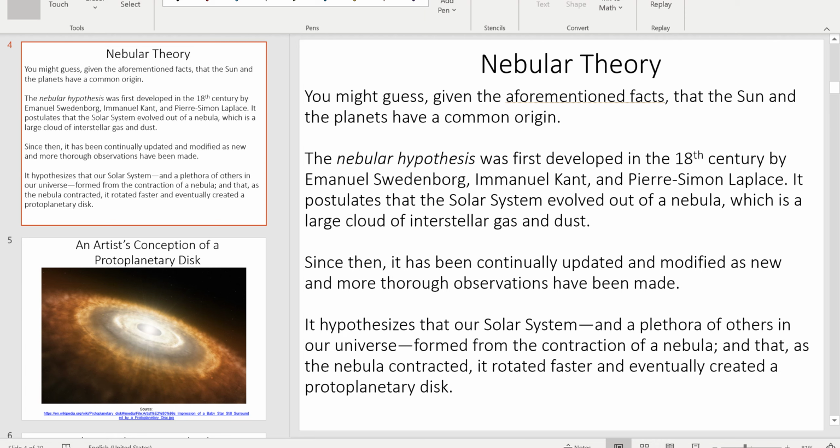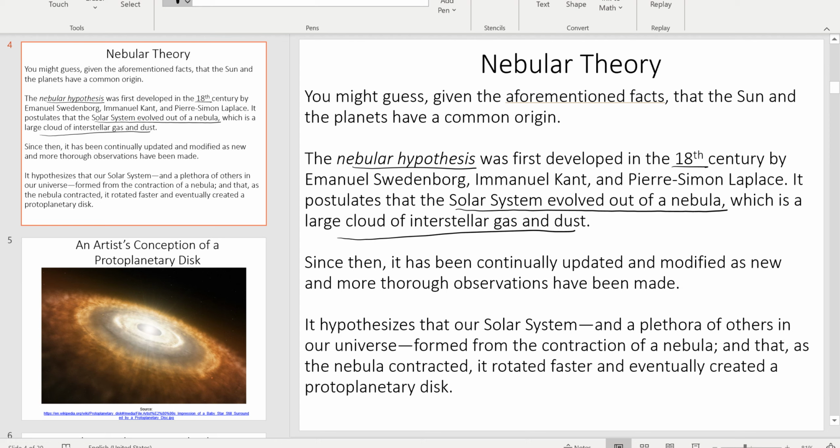The nebular hypothesis actually is rather old. It comes really from the 18th century, but it's been modified over time because our understanding of the solar system has improved a lot since the 18th century, as you might guess. And the idea is that the solar system evolved out of a nebula, which is a large cloud of interstellar gas and dust.